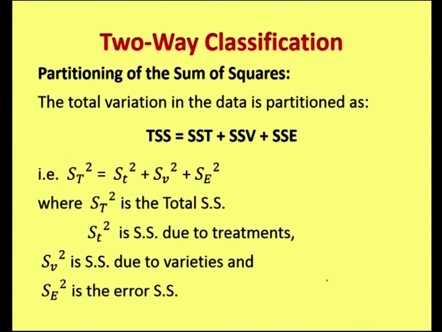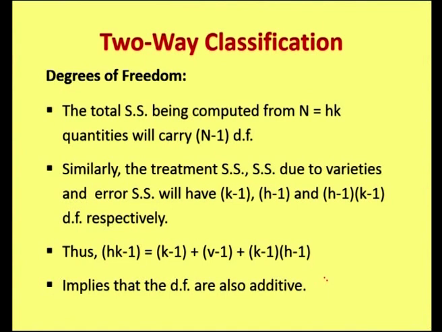And as in the case of one way classification, so here also the total variation in the data is partitioned into different sum of squares. So, total sum of squares here due to 3 components. The first one, sum of squares due to treatments, and sum of squares due to varieties, and the last one is sum of squares due to error. In notations, we have St squared is equal to small st squared plus small sv squared plus small se squared, and we have the degrees of freedom for different sum of squares.